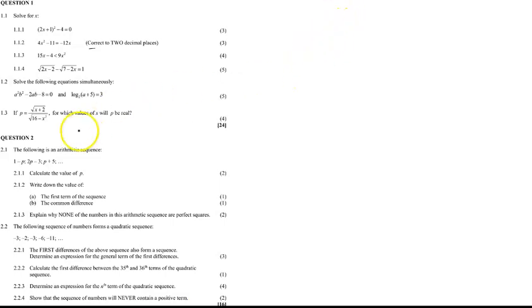Now our question 2 says the following is an arithmetic sequence: 1 minus p, 2p minus 3, p plus 5, meaning if they say it's an arithmetic, we know that the difference between consecutive terms is constant. So when you say t2 minus t1, you get the same answer as t3 minus t2. And then they say calculate the value of p. So we just say t2 minus t1 equals t3 minus t2, and then we solve for the value of p.